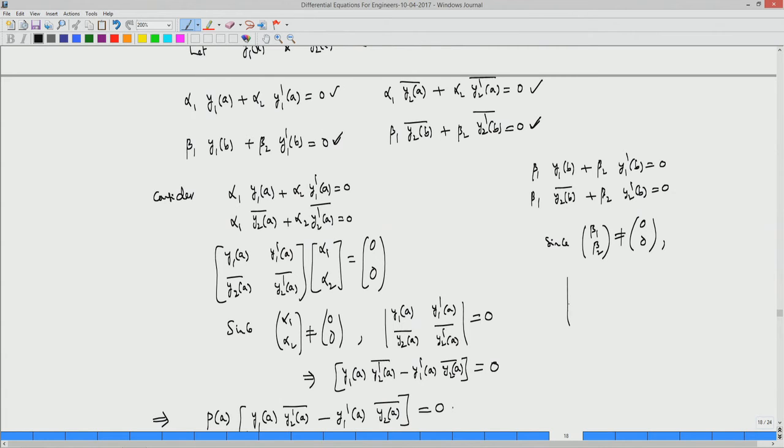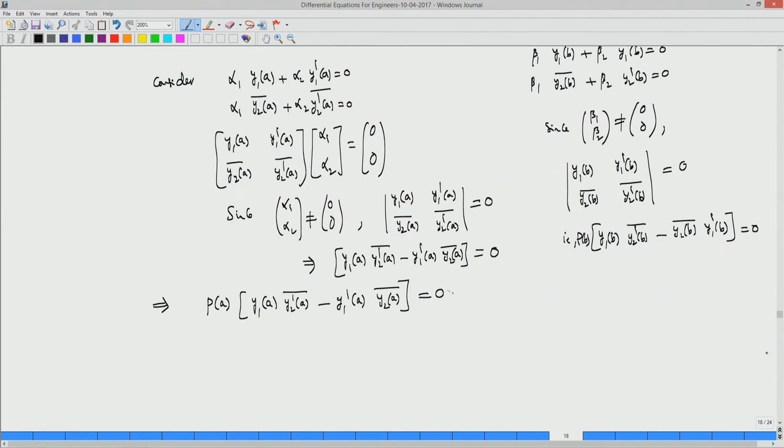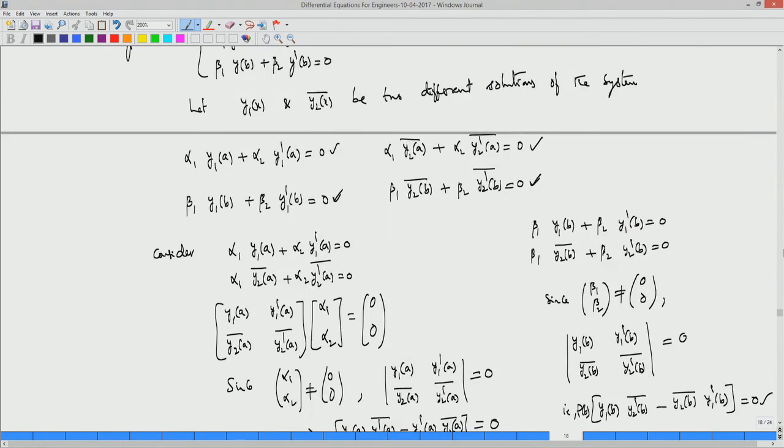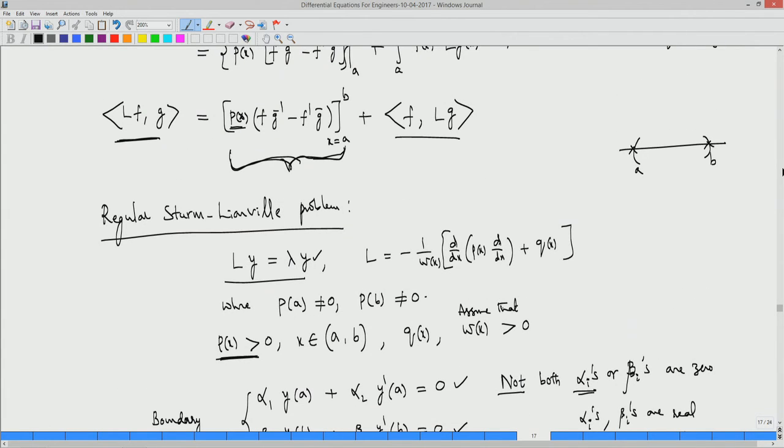the determinant of this matrix, y1 b, y1 dash b, y2 b bar and y2 dash b bar, has to be 0. So what is this determinant? That is simply y1 at b into y2 dash at b bar minus y2 at b bar y1 dash at b. So this has to be 0, you can multiply with P at b, that is also 0. So these are simply the lower and upper limits of this special term which you have. So that makes it 0.